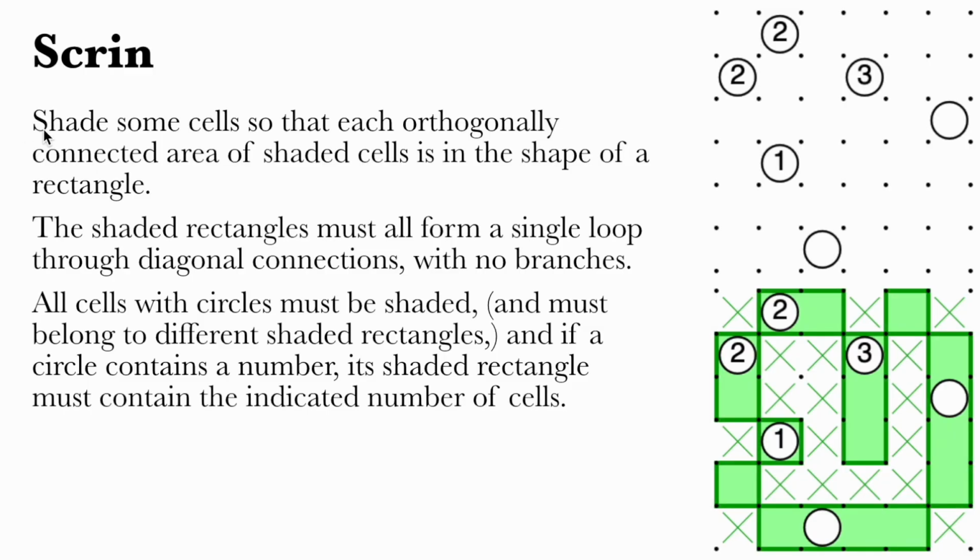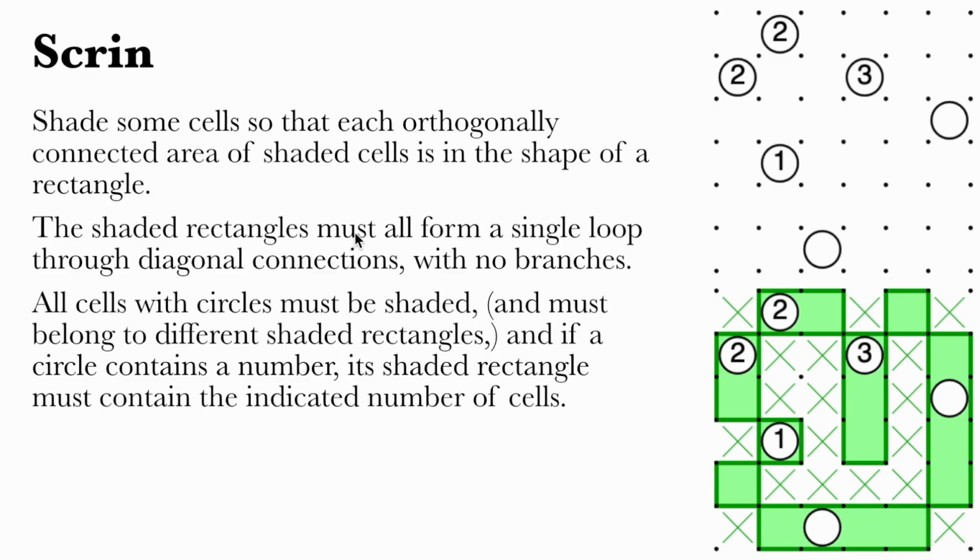In Scrin, we will shade some cells so that each orthogonally connected area of shaded cells is in the shape of a rectangle. So we can see this in the solution. We have a bunch of rectangles in the shaded regions. Orthogonally connected just means connected by edges, and that is self-explanatory in this example solution.